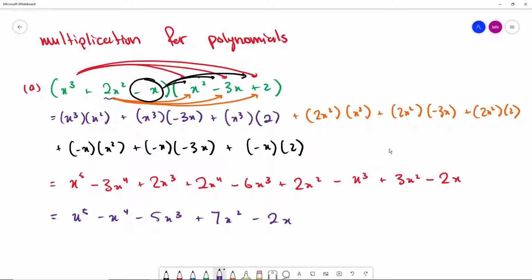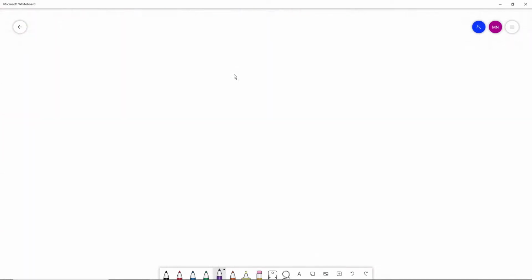Now let's move on to division of polynomials. We represent polynomials with the symbol p(x). Let's say we have a polynomial p(x) divided by another polynomial, d(x), which is called the divisor. The d comes from the d in divisor, and the answer from the division will give a quotient.